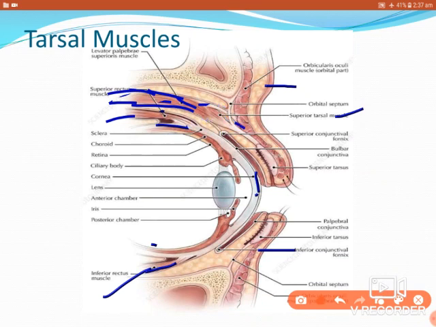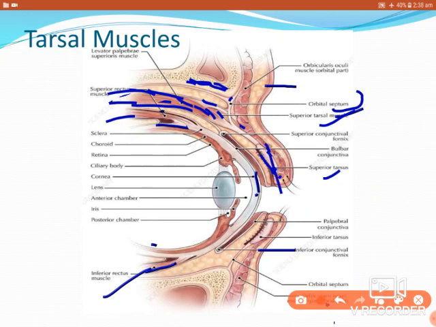This upper lamella is attached to the orbital septum. The orbital septum is the orbital fascia which lines the inner bony part of the orbit, and it forms a septum here, that is the orbital septum. So this upper lamella is attached to the orbital septum. Then this is the middle lamella. The middle lamella forms the superior tarsal muscle, and this is attached to the superior tarsus. This is the dense fibrous tissue of the upper eyelid.